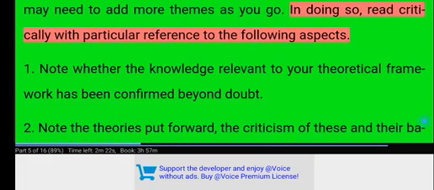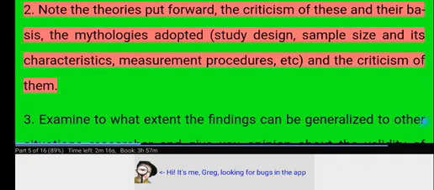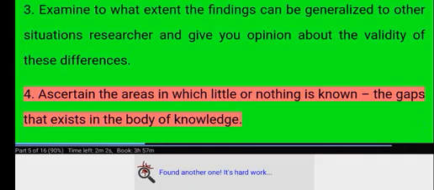In doing so, read critically with particular reference to the following aspects. 1. Note whether the knowledge relevant to your theoretical framework has been confirmed beyond doubt. 2. Note the theories put forward, the criticism of these and their basis, the methodologies adopted, study design, sample size and its characteristics, measurement procedures, etc., and the criticism of them. 3. Examine to what extent the findings can be generalized to other situations, and give your opinion about the validity of these differences. 4. Ascertain the areas in which little or nothing is known, the gaps that exist in the body of knowledge.